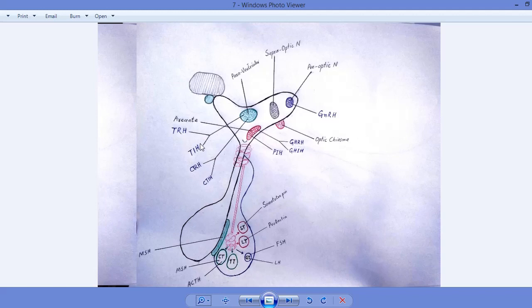And the thyrotropic inhibitory hormone is responsible for the inhibition of thyrotrope. When the thyrotrope are inhibited, the thyroid stimulating hormone will be less secreted or not secreted.